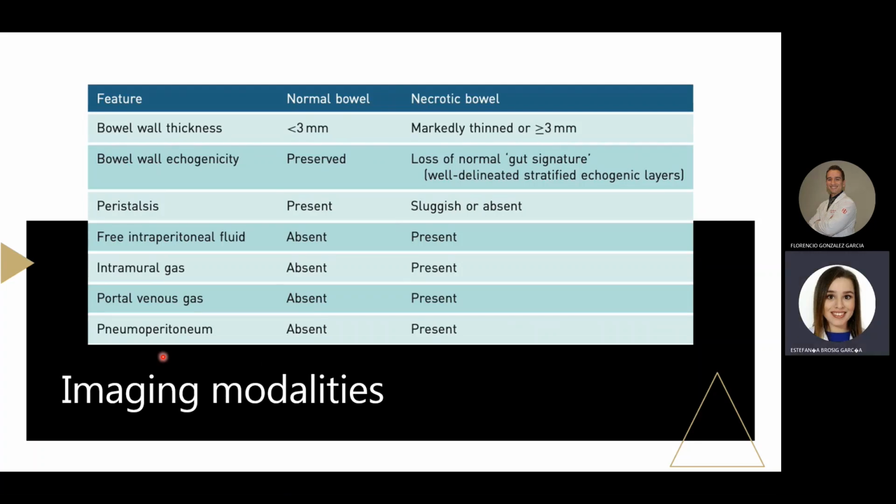These are some specific findings on ultrasound. For example, the bowel wall thickness is markedly thin or up to 3 millimeters on a necrotic bowel. The echogenicity, as we saw in the case, has a loss of its normal gut signature. The peristalsis can be sluggish or absent. We may have free intraperitoneal fluid, intramural gas, portal venous gas, as we see in the case, and pneumoperitoneum. We didn't see it.